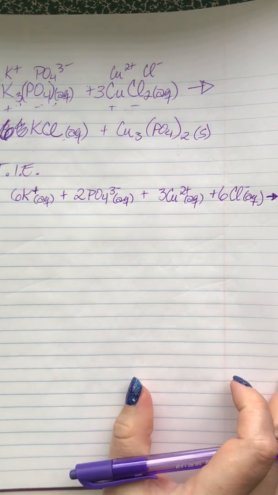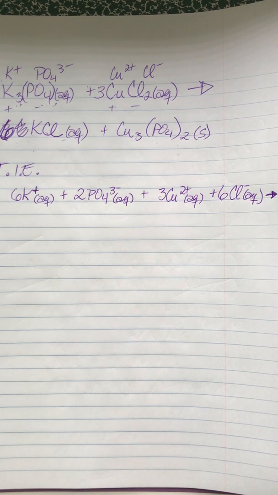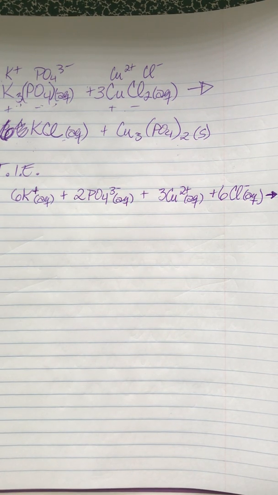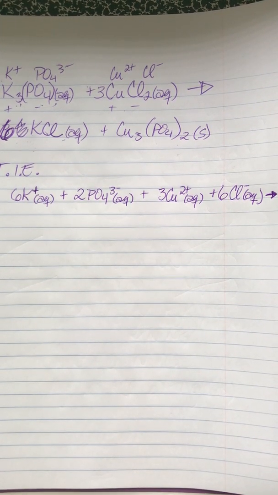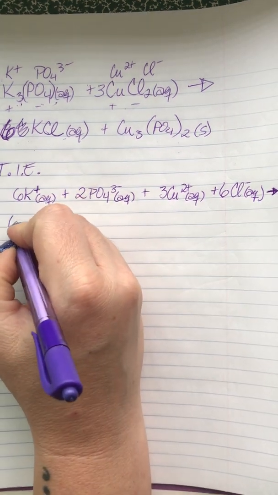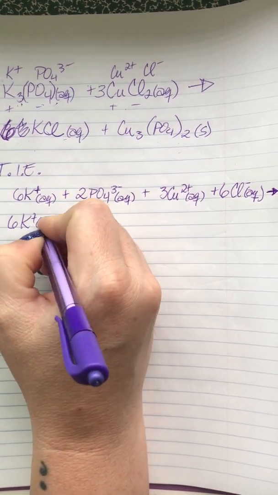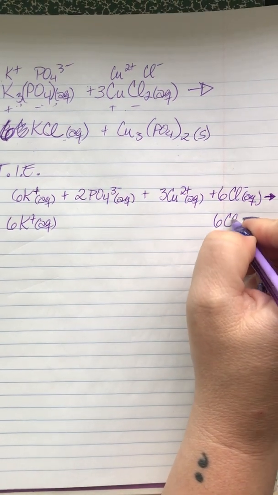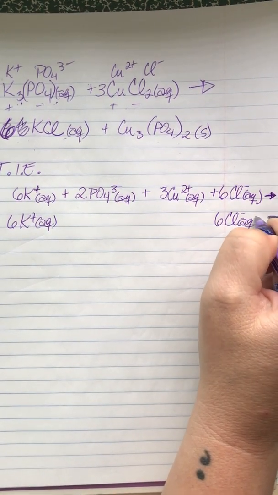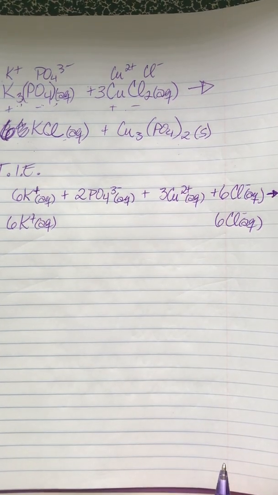There's a tiny reaction arrow over there. Sorry, you guys, I'm going off the page. All right, and then on my product side, what do I got? 6 potassium. 6 chloride. And then 3 copper and 2 phosphate.